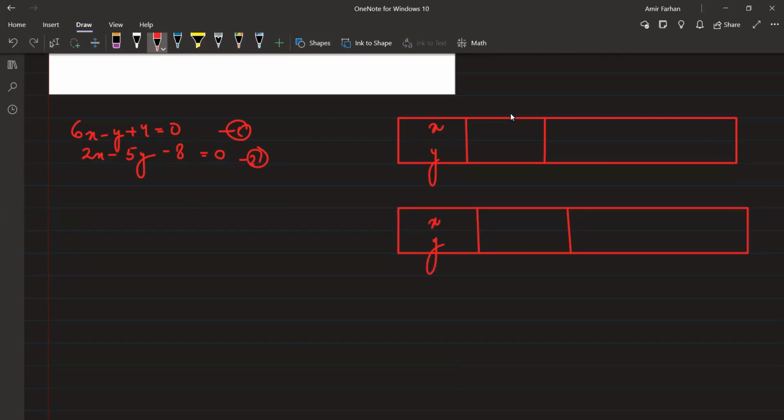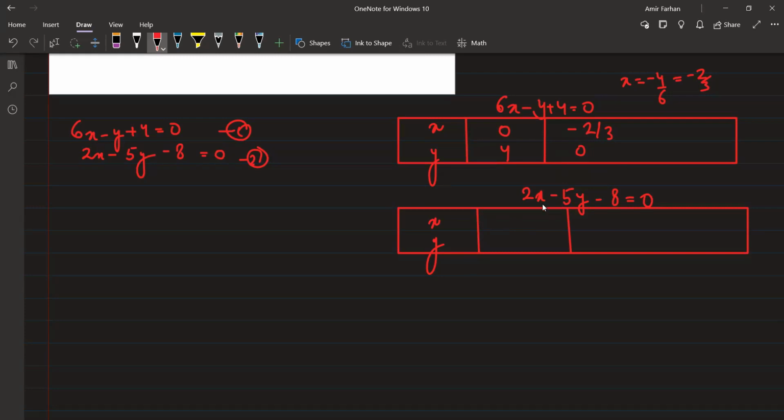So for x and y of this equation, what is the equation? It's 6x minus y plus 4 equals to 0. This is 2x minus 5y minus 8 equals to 0. Clear? Put the value of x is 0 here, you will get y equals to 4. Yes or no? Yes, sir. If you put the value of y as 0 here, what will you get? You will get x equals to minus 4 by 6, which is minus 2 by 3. Yes, sir. Okay.